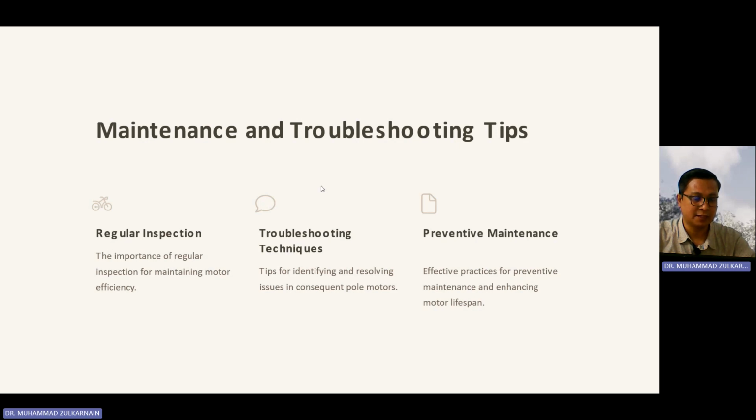So maybe you can understand that for the design, you need to calculate the lifespan of the motor, so you know when you need to replace or remove it.